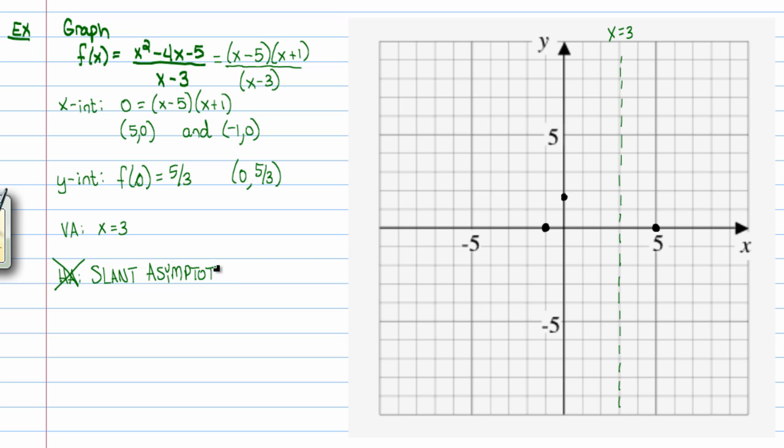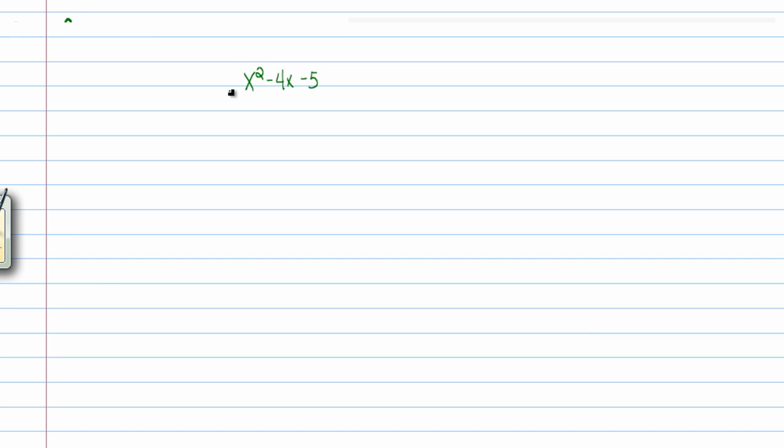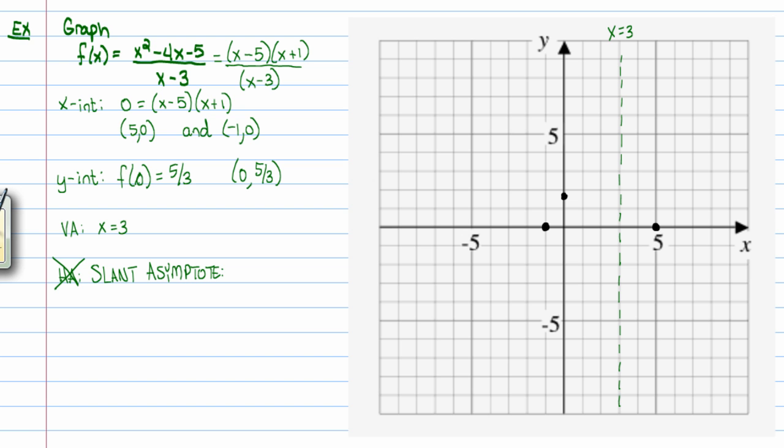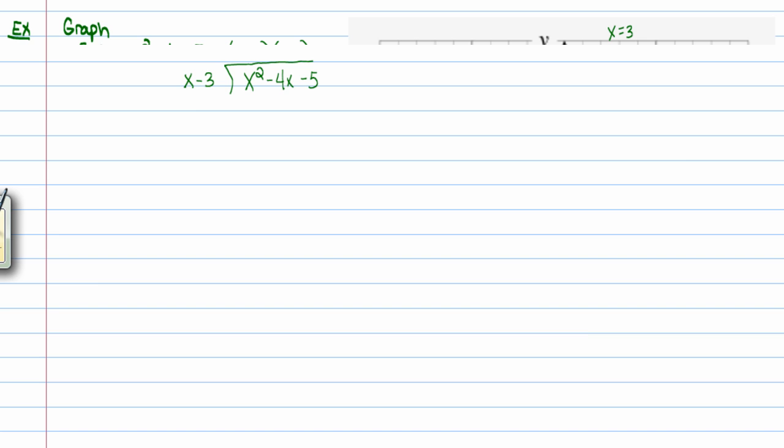And let's go ahead and perform some long division. So I'll go to the next page to do that. Remember, it's x squared minus 4x minus 5, and we're dividing by x minus 3. Let me just double check to make sure that's correct. Yes. All right, well, here we go.